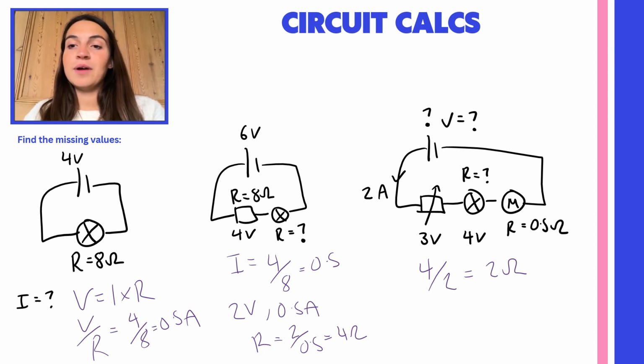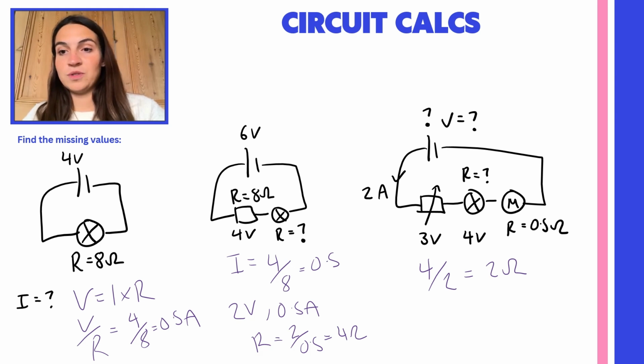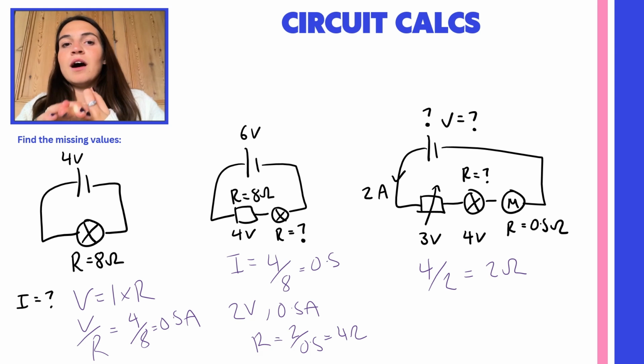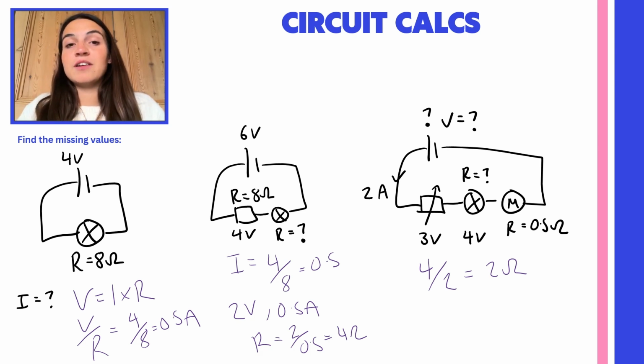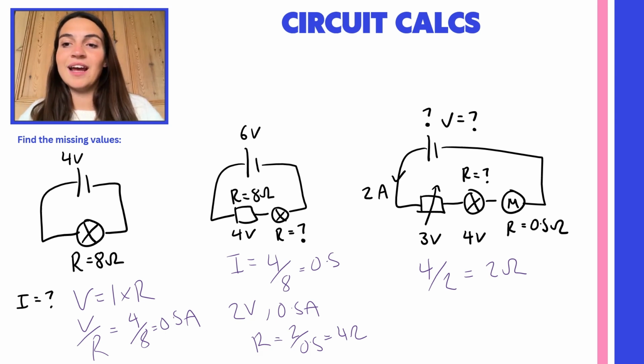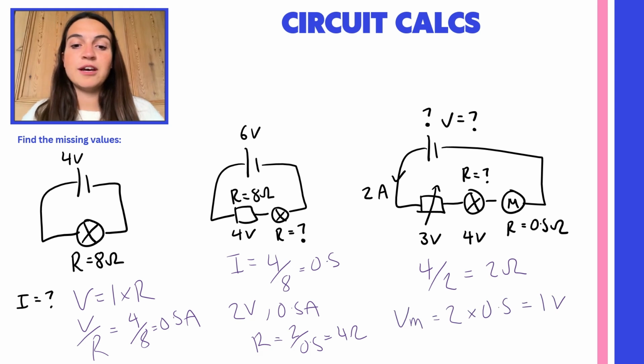Okay, now I need to work out the voltage of my supply. In order to do that, I'm going to need to add up the voltage of my variable resistor plus the voltage over my bulb plus the voltage over my motor. I would be able to do that, except I don't yet know what the voltage over my motor is. But luckily, I do have the current through my motor and the resistance of my motor. So I can just use V equals I times R for my motor.